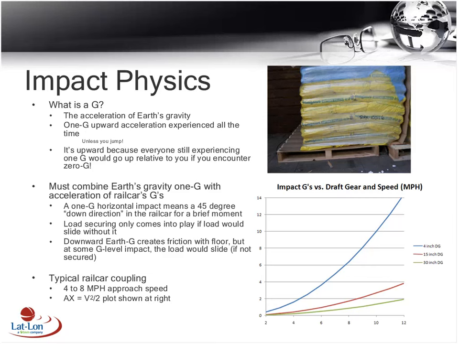So you can see on the plot there, across the bottom is your miles per hour, and then the G's are on the left side. And so with the 4-inch draft gear, the blue line, your G's go up very rapidly as your miles per hour impact speeds go up. So the cushioned draft gear is doing just what it's supposed to do and take the G's down for a given speed of impact.